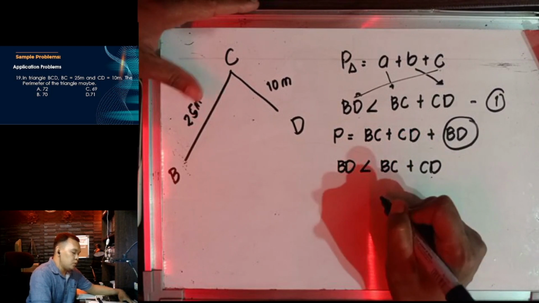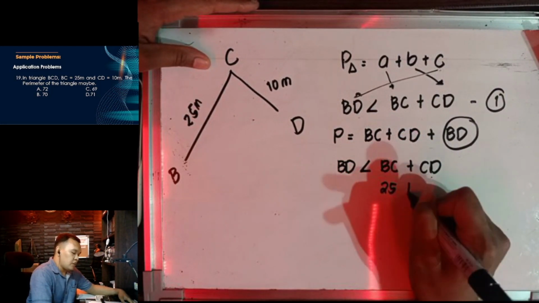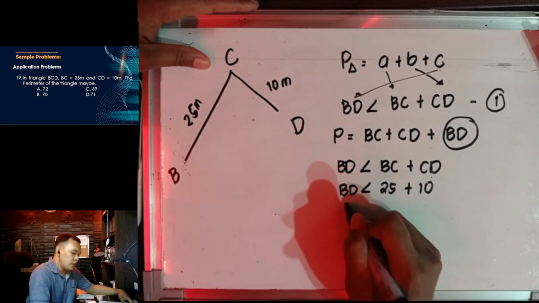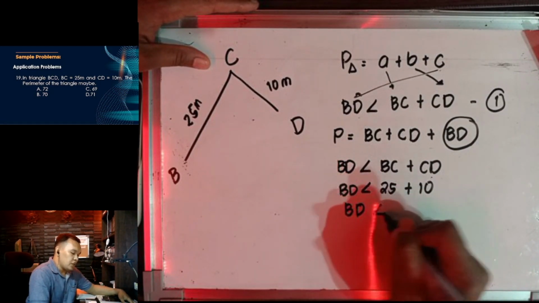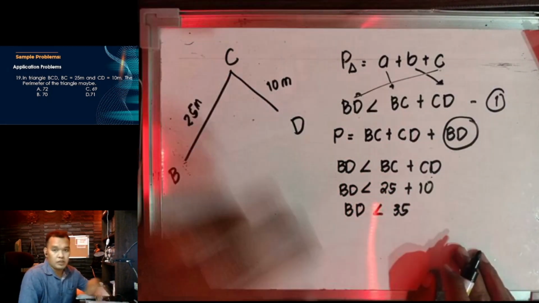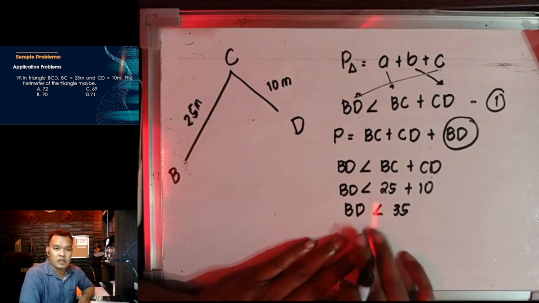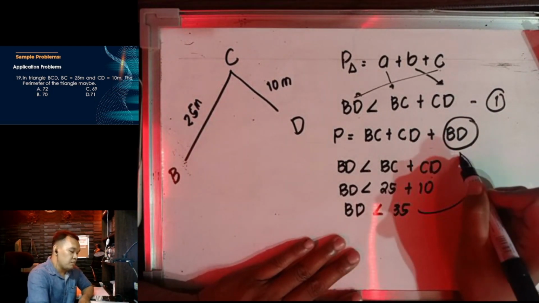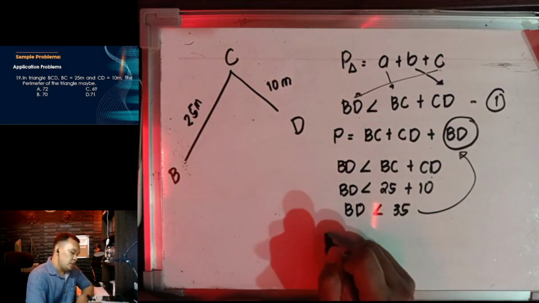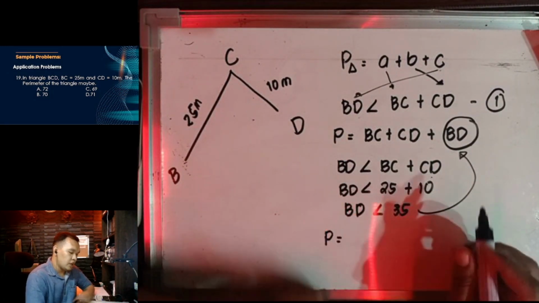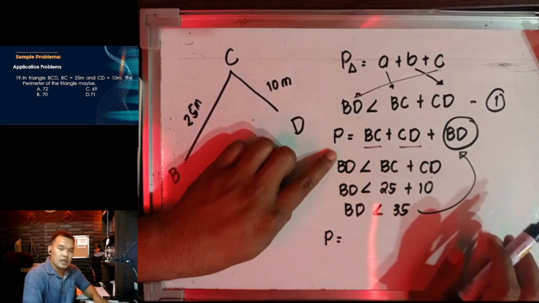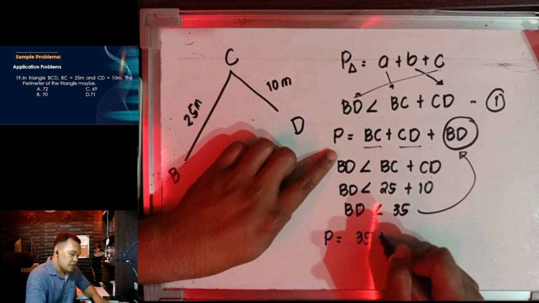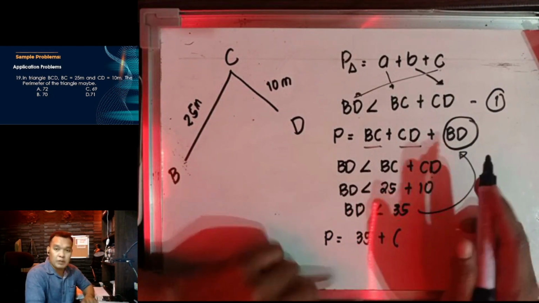And we all know that BC is equivalent to 25, and CD is 10. So BD should be less than 35. Meaning, the dimension of our BD should be less than 35. Okay? So, let's go back. The perimeter is equivalent to, we all know that BC and CD is 35, so 35 plus BD, which should be less than 35.